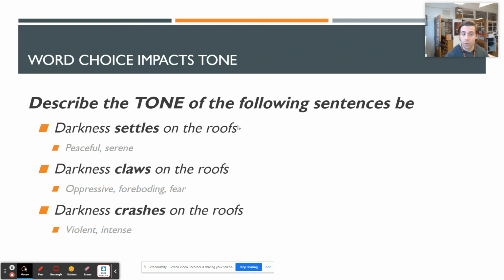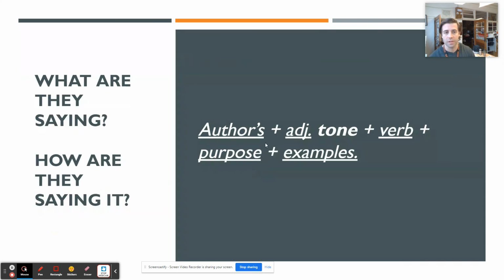So darkness settles on the roofs gives me that peaceful feeling. Darkness clawed at the roof, that would give me a fearful or foreboding idea. Or if darkness crashed on the roof, that would be a violent and intense tone to this passage, right? But Wordsworth wanted to create this peaceful feeling of darkness overcoming a town. And so he uses that word settles, right? Same literal meaning for all three of these, three very different connotative meanings.